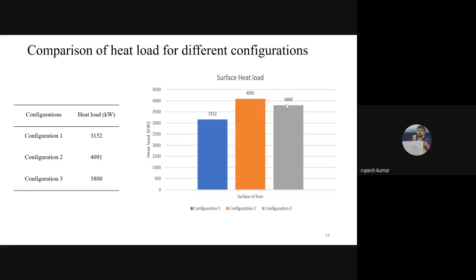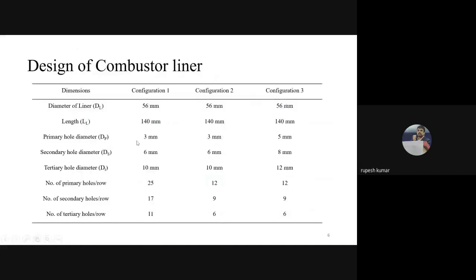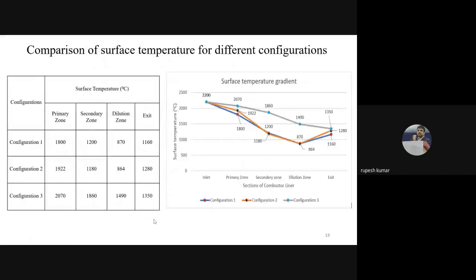So configuration 1 means these are the dimensions of configuration 1. We have selected this configuration as the best one because the heat load was very minimum, and the temperature distribution is also very nominal. Temperature changes at a nominal rate in configuration 1. The primary hole diameter was 3 mm, secondary hole diameter was 6 mm, and the tertiary hole was 10 mm. The number of primary holes was 25 per row, secondary holes was 17, and tertiary holes per row was 11. So we have selected configuration 1 as the better model from this study.